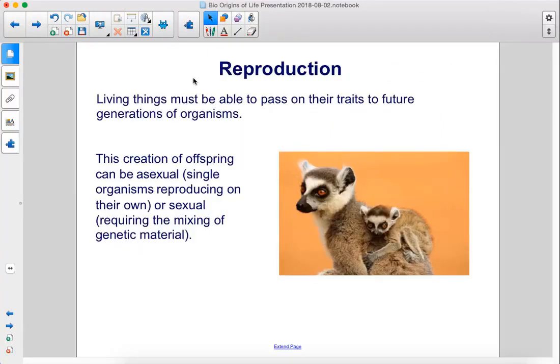Living things must be able to pass on their traits to future generations of organisms. This creation of offspring can be asexual, single organisms reproducing on their own, or sexual, requiring the mixing of genetic material.